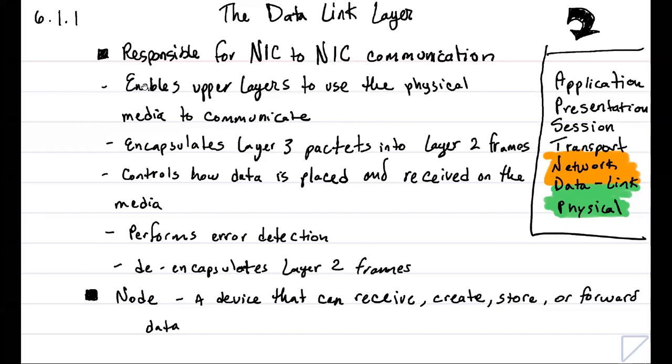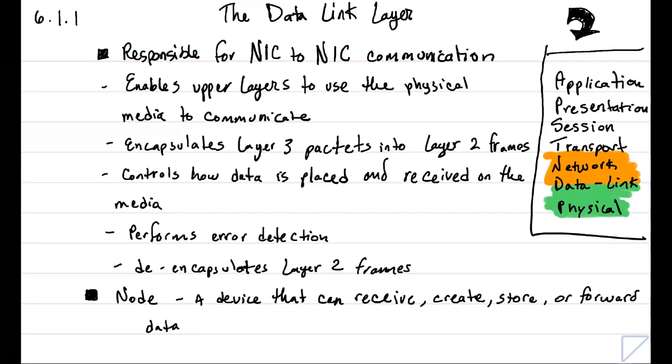The data link layer is responsible for NIC to NIC communication. So like you saw in the previous example, as it moves from one network card to another network card in the same network, the MAC address on the frame is going to change. It enables upper layers to use the physical media to communicate. It encapsulates layer 3 packets into layer 2 frames, controls how data is placed and received on the media, performs error detection, and we'll talk more about that in a bit, and de-encapsulates layer 2 frames.